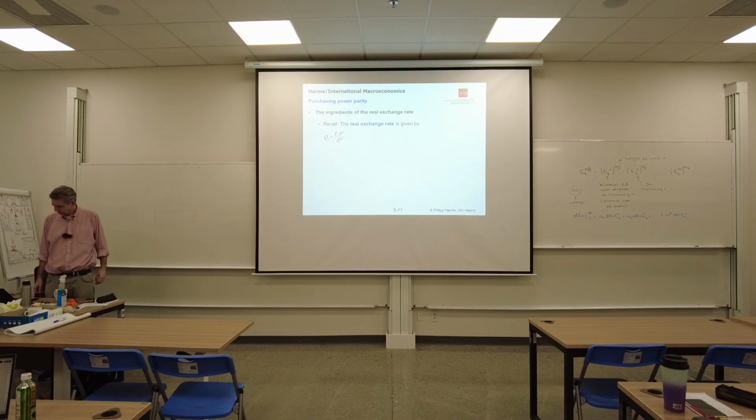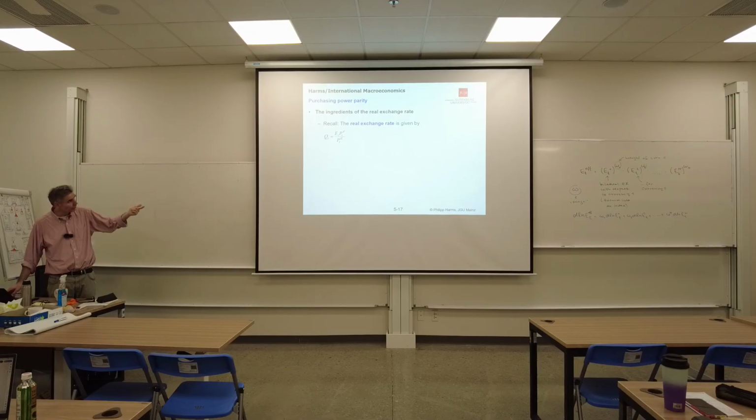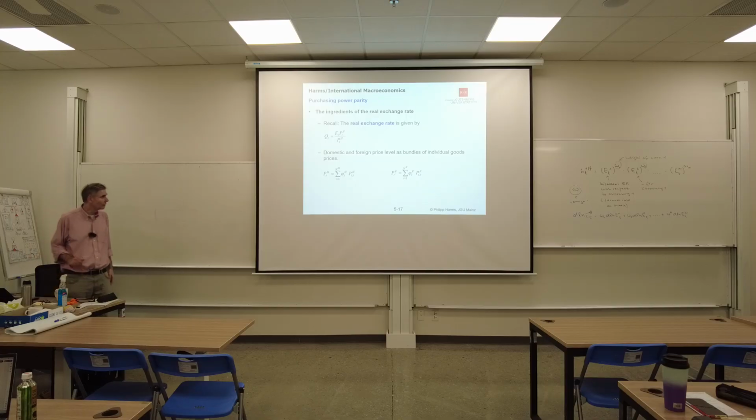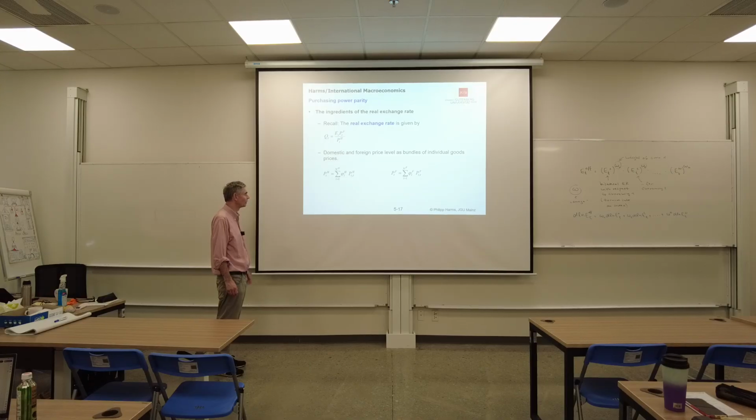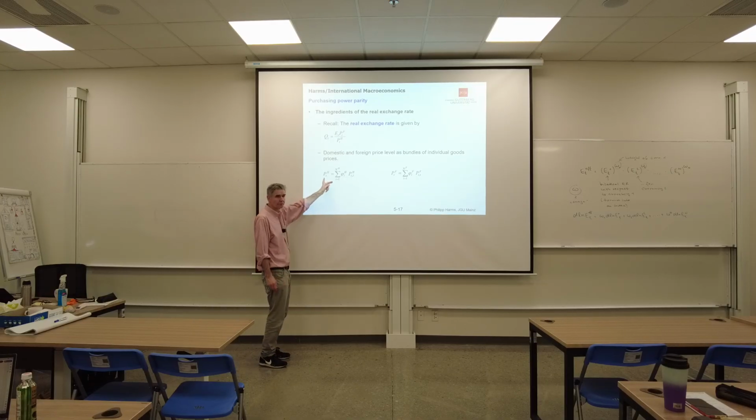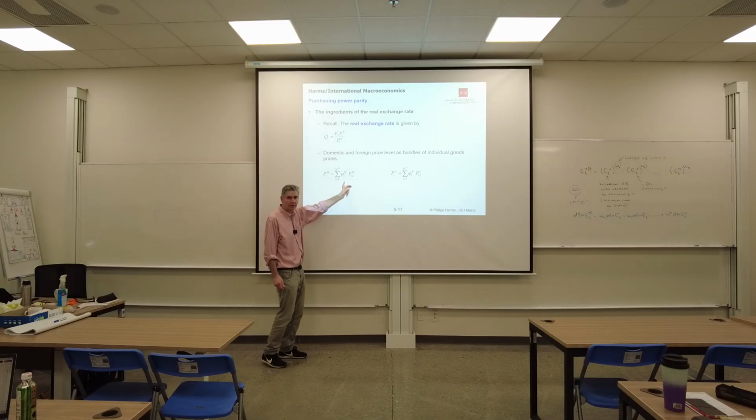Now, what are the ingredients of the real exchange rate? Recall, the real exchange rate is given by nominal exchange rate times foreign price level divided by domestic price level. Now, note that the domestic and the foreign price level are bundles of individual goods prices. So this is the domestic price level, and it's an arithmetic mean of different individual prices. That's how the CPI is computed.